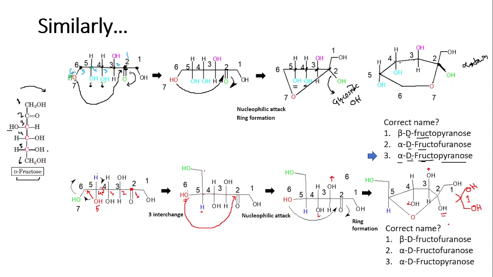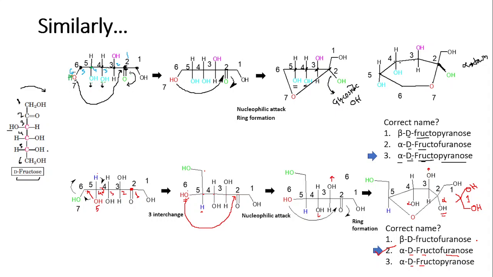So we want to call this particular one, this is pointing down, so we want to call this carbon alpha. Okay, and then D-fructo is the common name for both of them, and it's a 5-membered ring, so it's a furanose. So it's alpha D-fructofuranose. Okay, so that is how we do it.